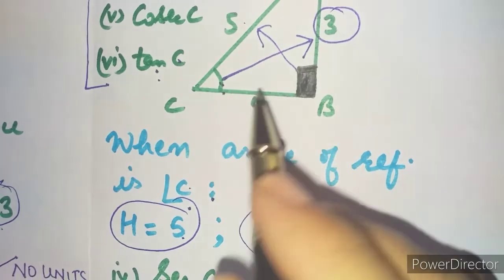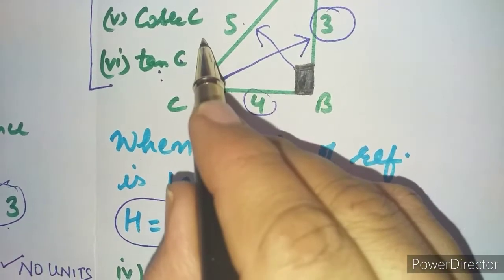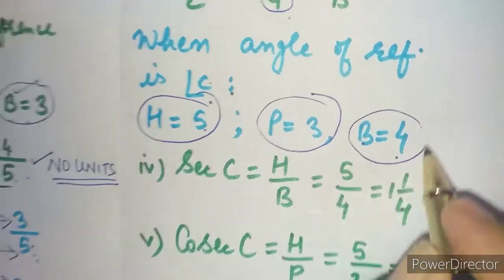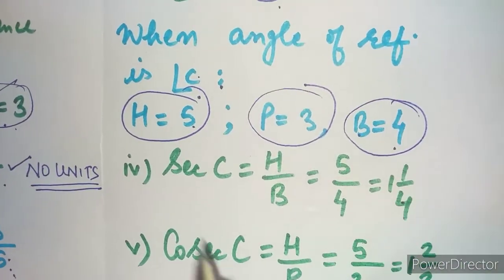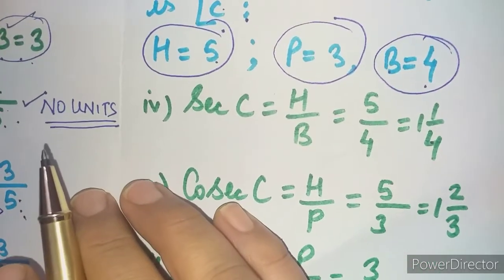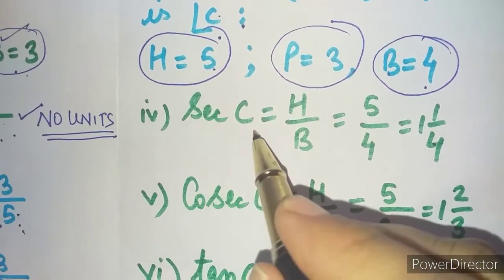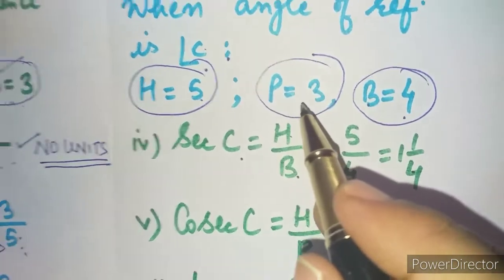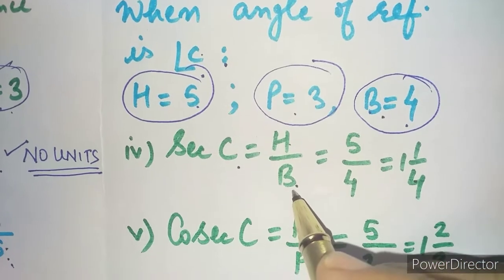And base, what is the remaining side? This is the hypotenuse, this is the perpendicular, remaining side is 4. Okay, here remaining side is 4, base is 4. So I start with the first answer. Secant C, formula will not change. Okay, the hypotenuse, perpendicular and base may change, but the formula will remain.